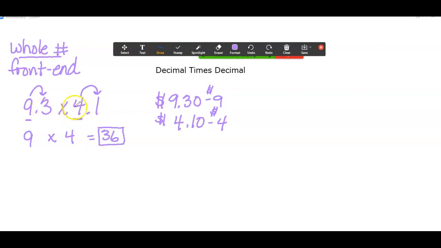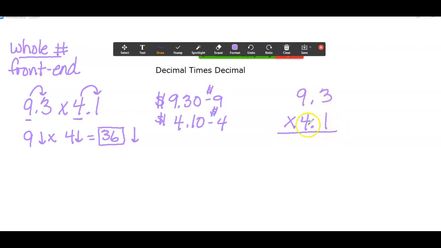Now I did round both of these down. So this 36 should be an underestimate. Okay, so it should be close to 36, but the real answer should be over 36. So I'm going to write my 9 and 3/10 times my 4 and 1/10 over here.